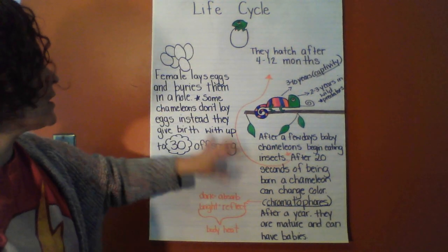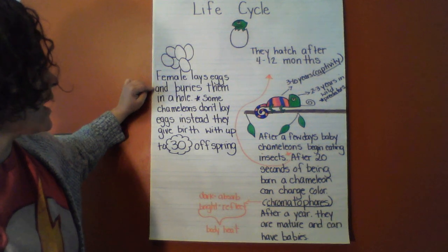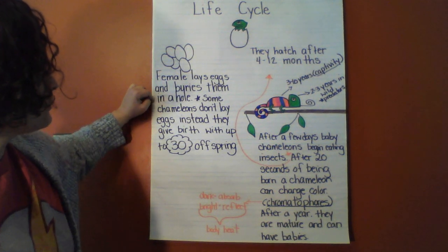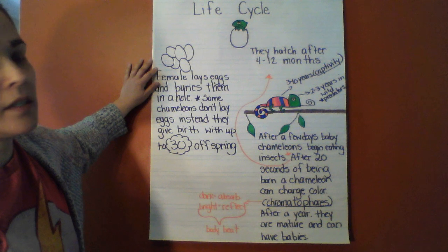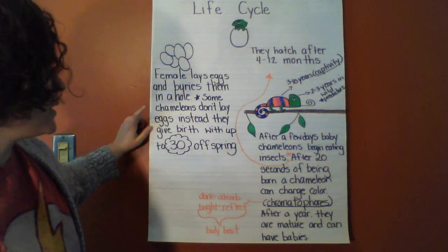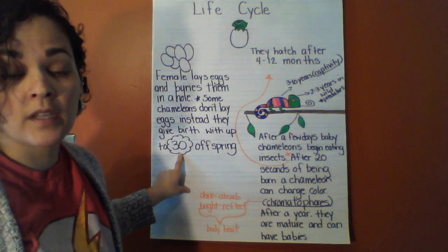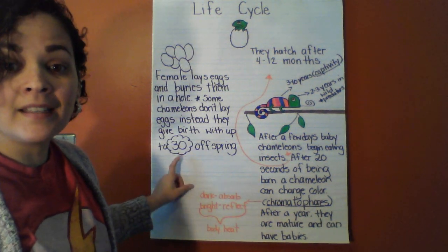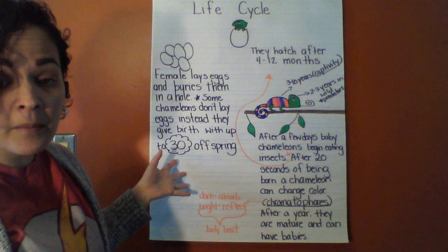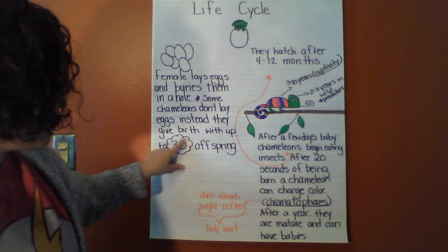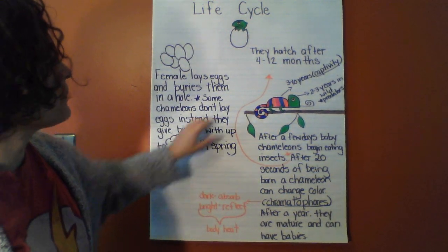And I have some notes. So females lay eggs and they bury them in a hole. So these are my eggs, even though it may not look like eggs. Some chameleons don't lay eggs. Instead, they give birth with up to 30 offspring. So the ones that don't lay eggs can give birth to 30 baby chameleons. That's a lot. That's why I made a circle around that.